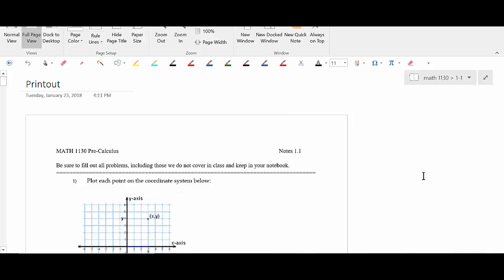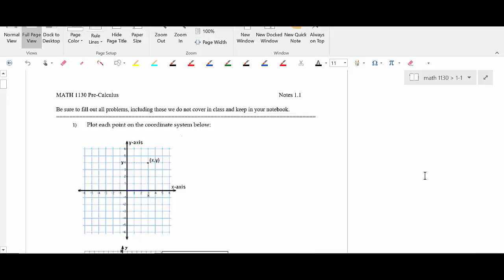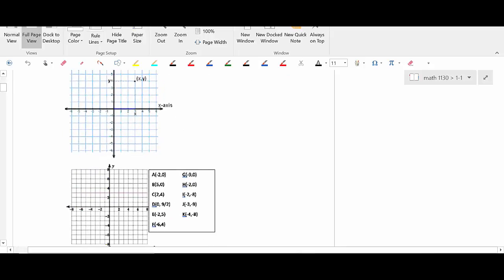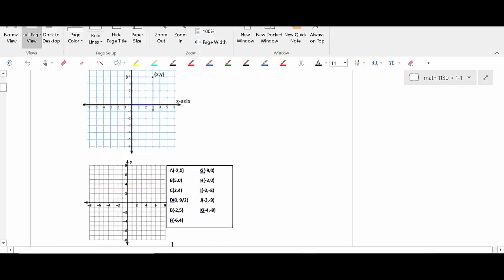1.1. This is going to be a review of very basic graphing. Okay, and we'll finish this tonight because it's not very long at all. All right, so the first thing we want to do is just go through and plot points. You got to start somewhere. I hope you remember how to plot points because you need to know how to do it when you graph.